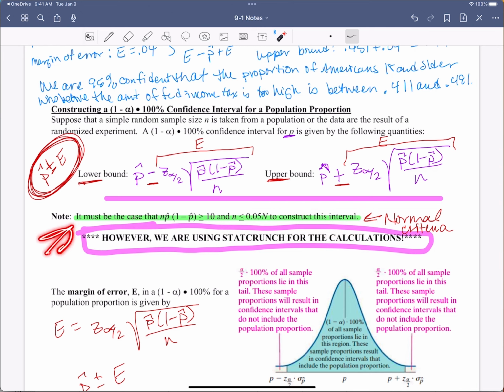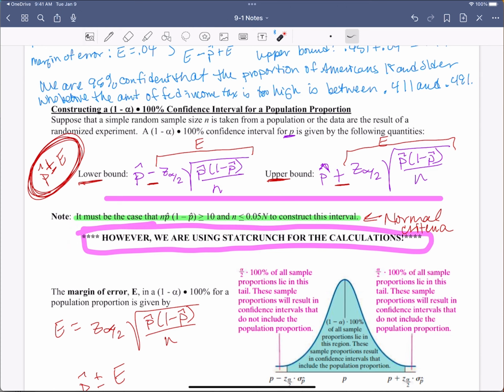So it must happen first. You have to set this criteria first. If this criteria doesn't work, you cannot make a confidence interval. All right? So you have to set that criteria up first, and that's what we're going to do.